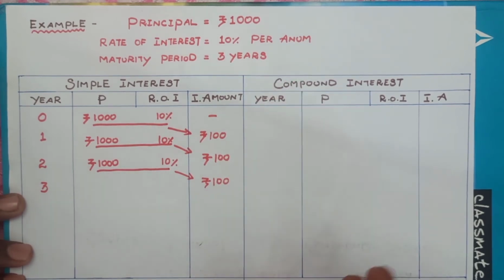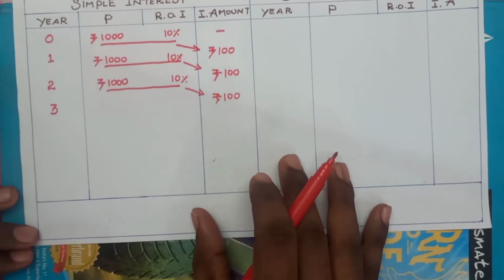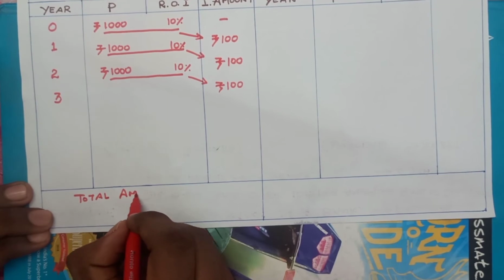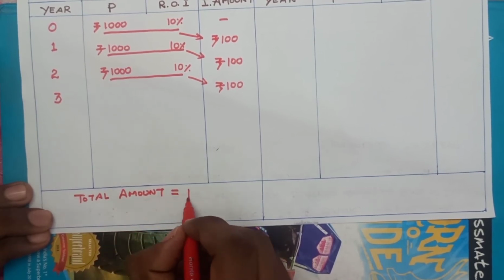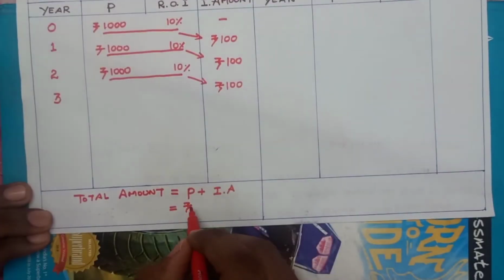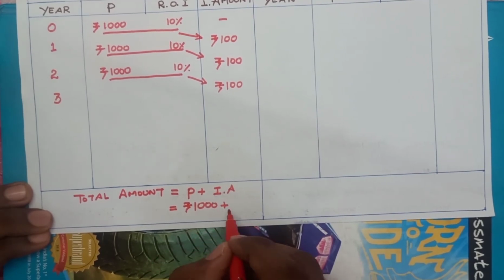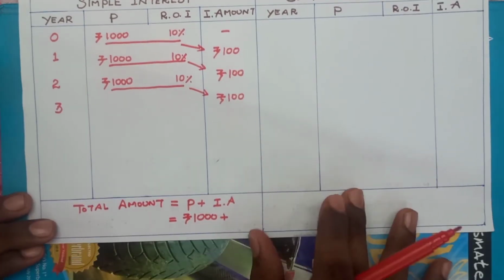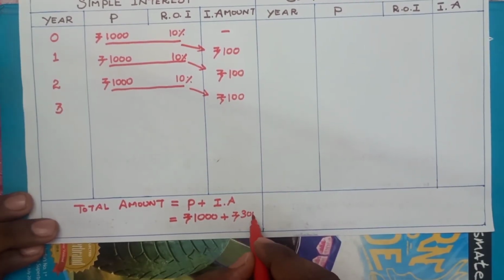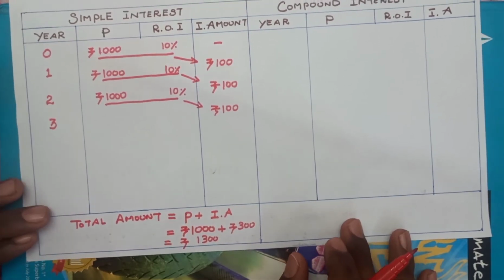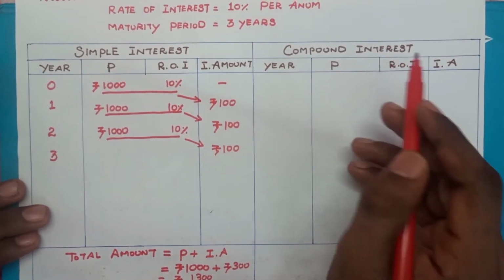So what amount will you get after completion of the scheme? Total amount is equal to principal plus interest amount. Your principal is ₹1,000 plus interest amount, that is ₹100, 100, 100, that is ₹300. So finally you will get the total amount 1,300 Indian rupees. Clear? And let me go now to the compound interest scheme.